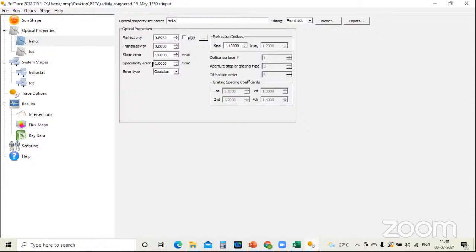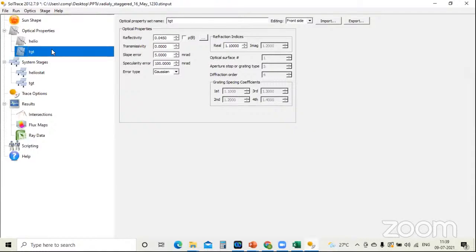Then the transmittivity, slope error and specularity error, these values we have to change accordingly. I'll tell you how to change them, and why we are changing these values. Slope error and specularity error are the optical errors. These values we will be finding out for our case, for our mirrors. We have to put these values for the heliostat and also for the target, meaning the receiver. What are the properties of the receiver?